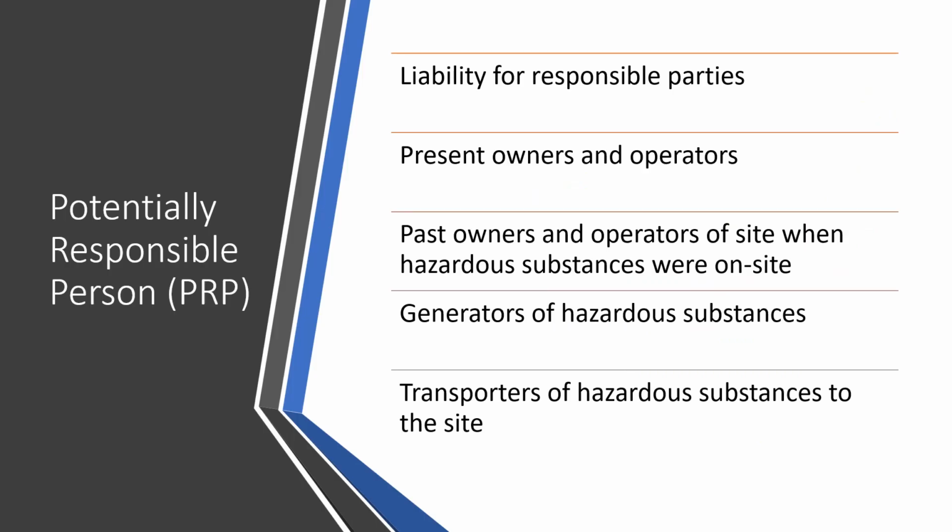What is a PRP? It's a potentially responsible person. It means liability for responsible parties. It can be present owners and operators. It can include past owners and operators of the site when the hazardous substances were on site, generators of the hazardous substance, and even the people who drove it there, the transporters of the hazardous substance to the site.